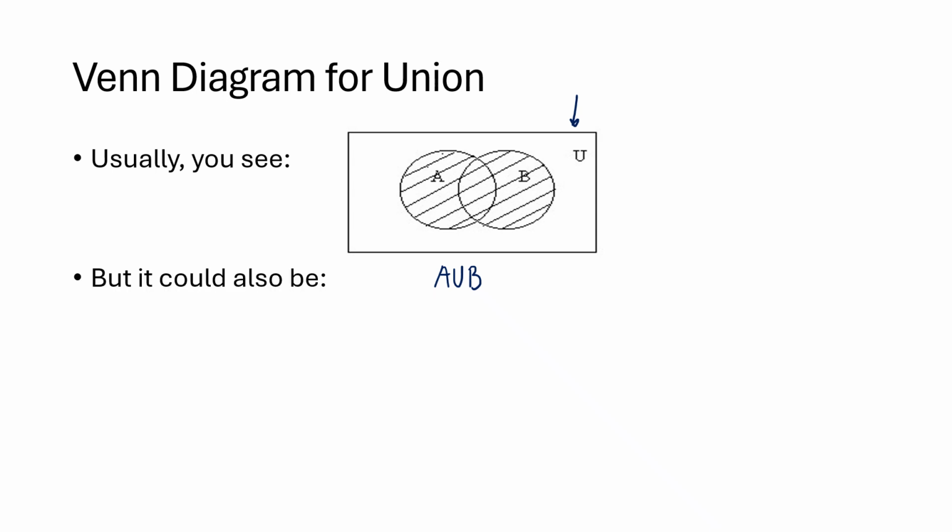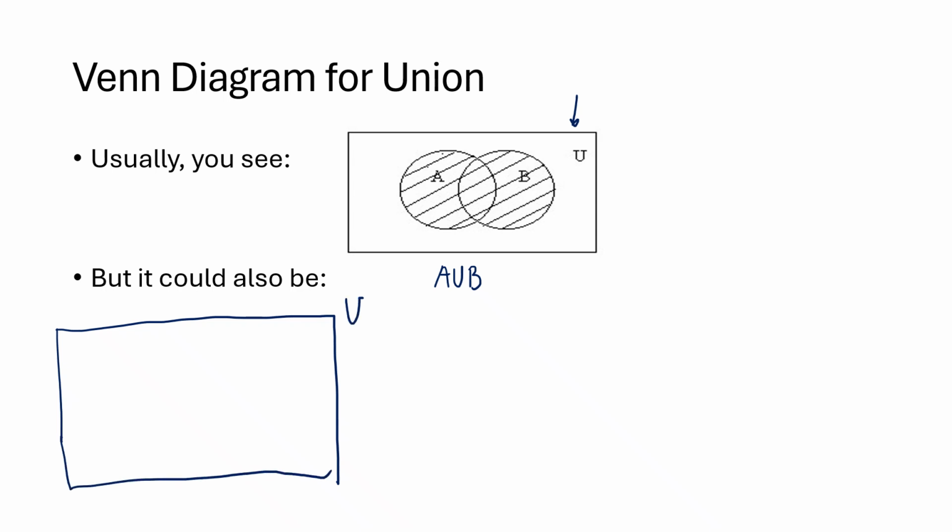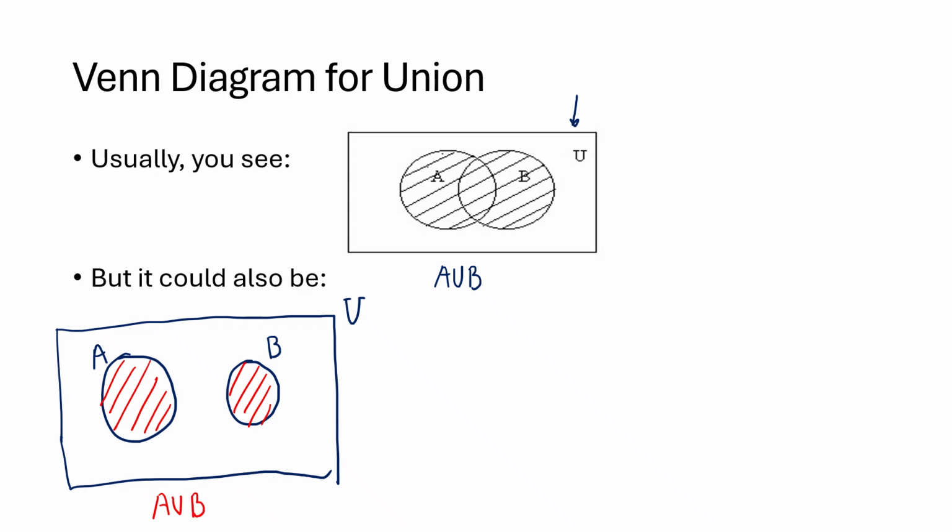But there are some special cases that we can consider as well in terms of the relationship between A and B. So one of those possible scenarios is where this is again my universal set U, and this is A. And it could be that, unlike what we see in this picture, A and B do not overlap. And in this case, if you want to shade the area representing the union, you have to shade every area that is inside A as well as everything that is inside B. So this is A union B again, but for the case where A and B are disjoint, they don't overlap.